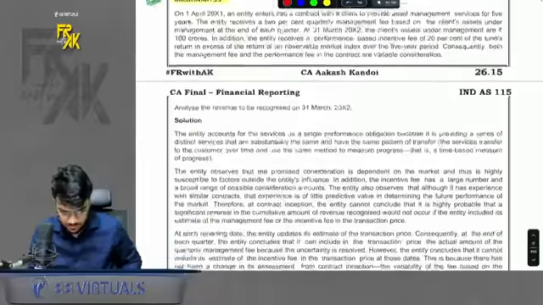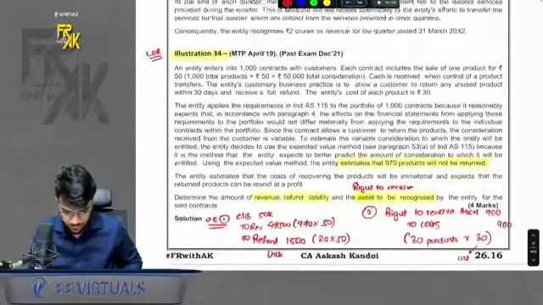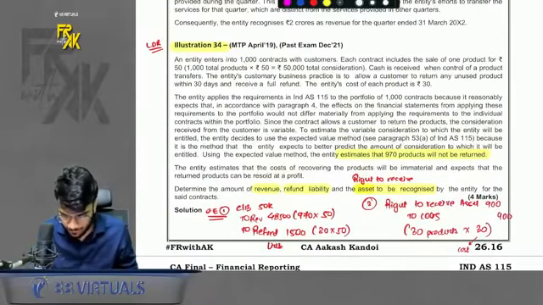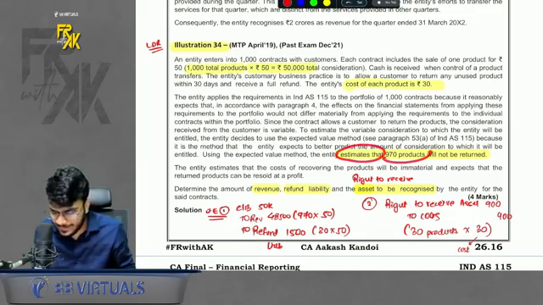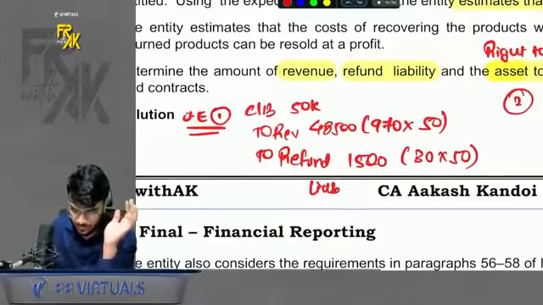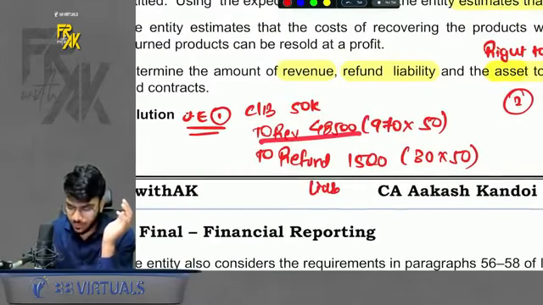That is illustration number 34. Okay. It says that we are going to sell 1,000 contracts for ₹50. So this is how much we are going to receive, 50,000. Now it estimates that cost is 30 rupees. Very good. We estimate that 970 will not be returned. Out of 1,000, 970 will not be returned. So please have a look here. We received this much money. We can book the revenue 970.